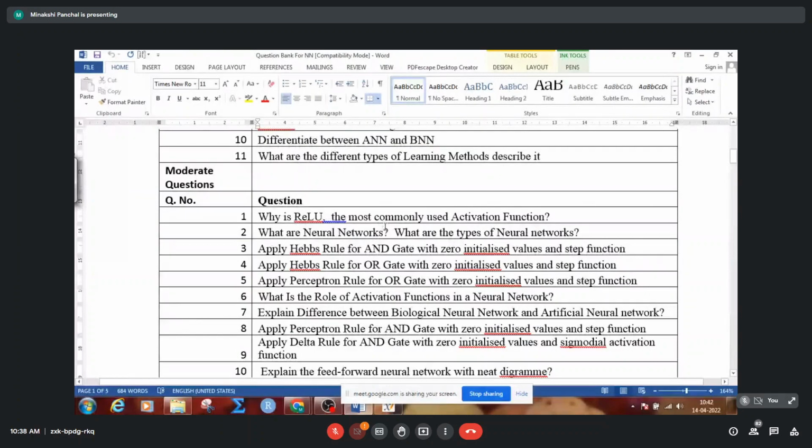What is ReLU? The most commonly used activation function. ReLU is a combination of both linear and non-linear functions. It is a combination of both, and that's why it is very important. To avoid many problems, we are using this. It is easy to calculate, and it is solving many other problems too.